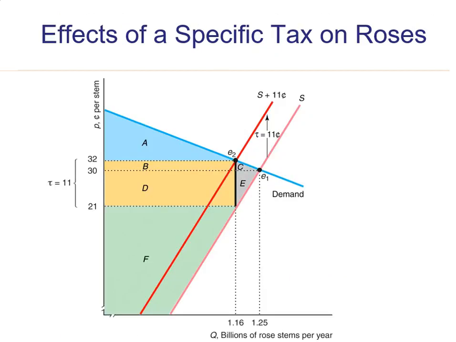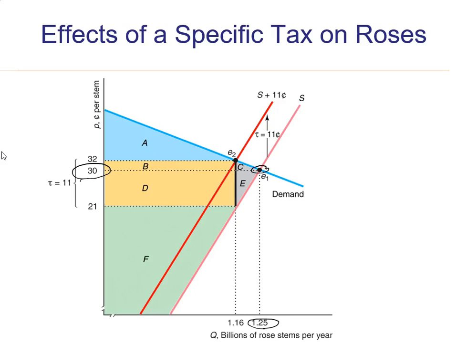So let's show that here in this market for roses. It's helpful when you see a tax question to ask what the equilibrium price, quantity, and surpluses would be before a tax occurred. So what's the price if we don't have a tax on roses? Sorry, the price would be 30 cents. And what's the quantity? The quantity would be 1.25. The equilibrium would be this point here.